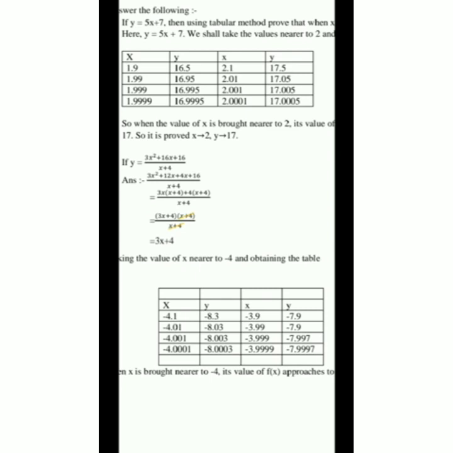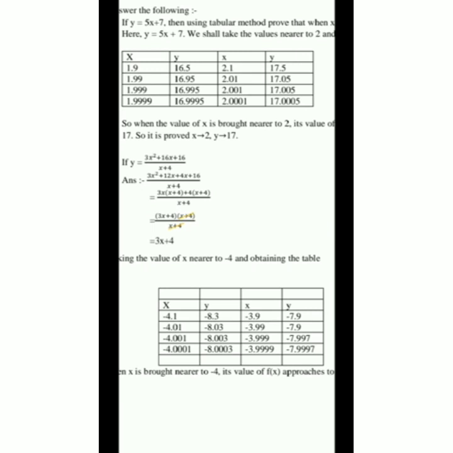Now let us look at the other side, where we are going to increase the value of 2 by very small amounts. First is 2 plus 0.1, so that gives you 2.1, 2 plus 0.01, so that gives us 2.01. Third one is 2 plus 0.001, so that gives us 2.001, and the last one 2 plus 0.0001, so we get 2.0001.